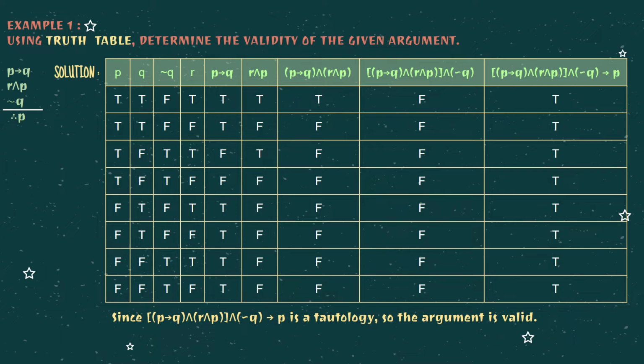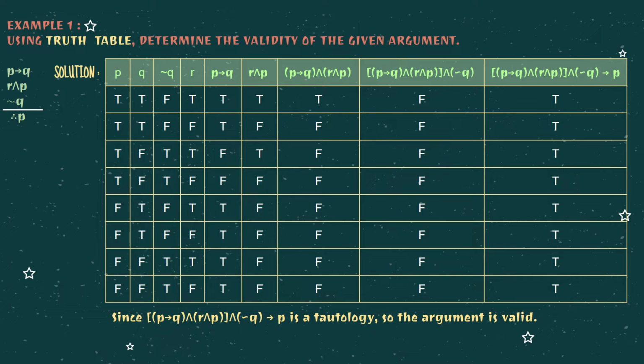For P implies Q, as I explained earlier, the proposition is only false when P is true and Q is false. Then it will be true otherwise. So we get true, true, false, false, true, true, true, true. R and P: the proposition is true when both R and P are true, then false otherwise. So we get true, false, false, false, false.